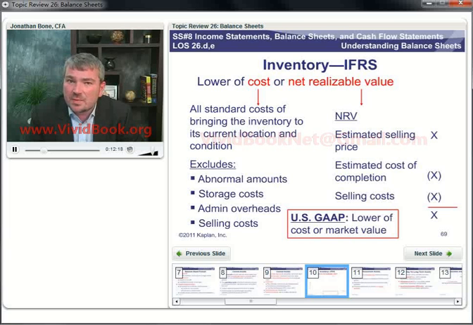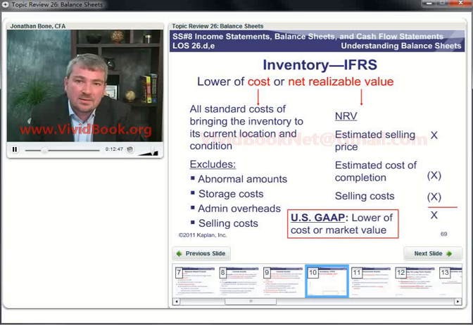So notice what we're going to exclude. Abnormal amounts. So maybe we've got abnormal material costs because of, I don't know, maybe there was a spike in our material costs, or abnormal labor costs due to industrial action, strikes, etc. Well, we ignore that. We include the standard costs of production. Storage costs for our finished goods, again, are not going to be included. It only includes all of the costs of getting your items into their finished status and location. Any additional storage costs are not included.